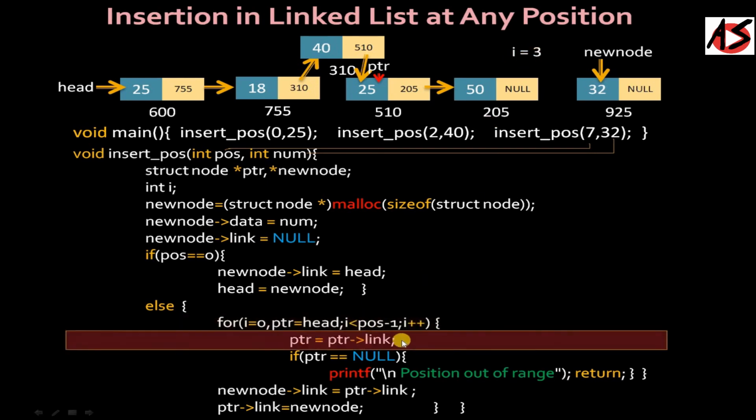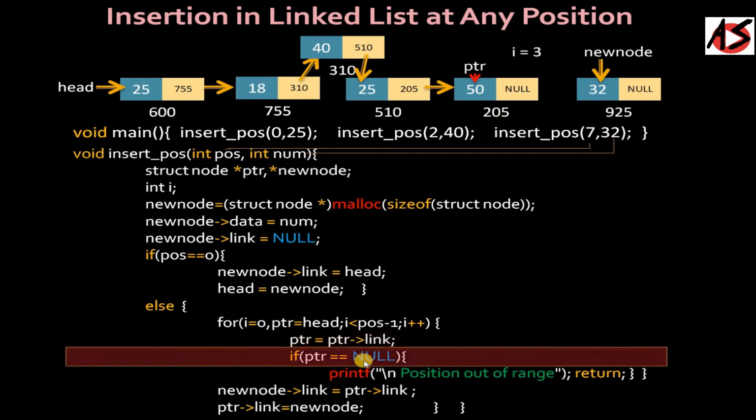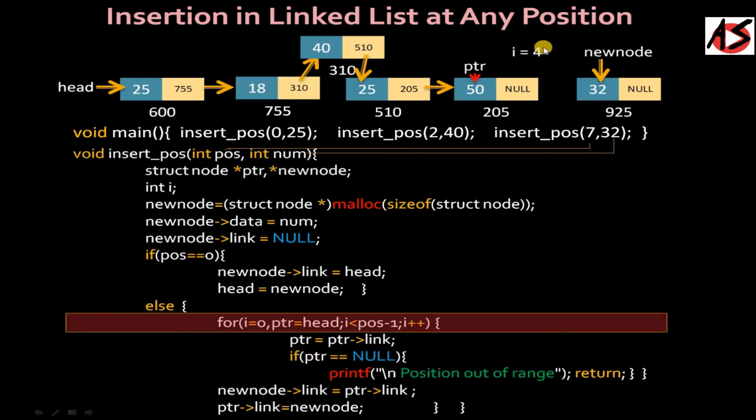So again we are coming into the for loop. Now this instruction is executed: pointer is equal to pointer link part. So again we are going to the pointer link part, that is 205. So our pointer gets shifted to 205. Now we'll check the condition pointer is equal to null. No, pointer is not equal to null because pointer is pointing to 205. So again we are incrementing the value by 1. Now I is equal to 4. So 4 is less than position minus 1, that is 6. So 4 is less than 6.